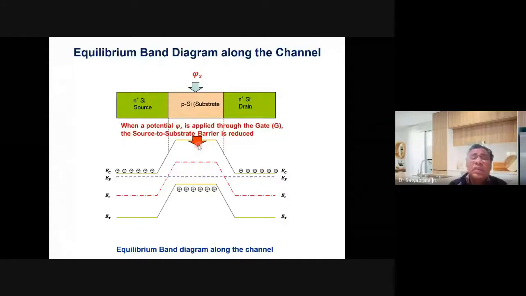Then what is to be done? Now if we apply a positive potential here, positive potential means energy is negative. That is minus q, the electron charge, multiplied by the potential, which corresponds to the energy. Negative energy means the barrier is reduced. Now if we increase this, the barrier height will be reduced. So this potential has to be supplied by the gate.